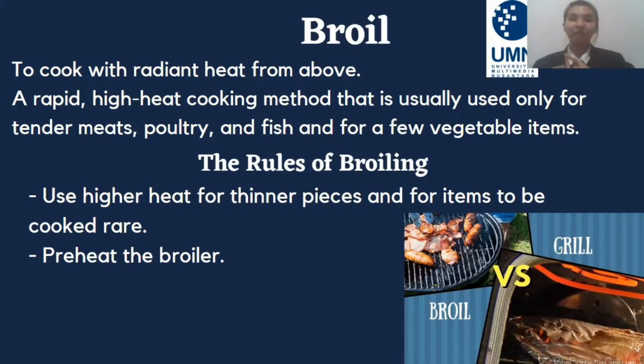The first is use higher heat for thinner pieces and for items to be cooked rare. The second one is preheat the broiler. The third one is use lower heat for larger, thicker items and for items to be cooked well done. And the fourth is turn foods over only once to cook from both sides, but avoid unnecessary handling.